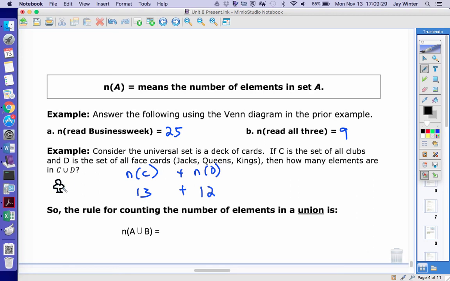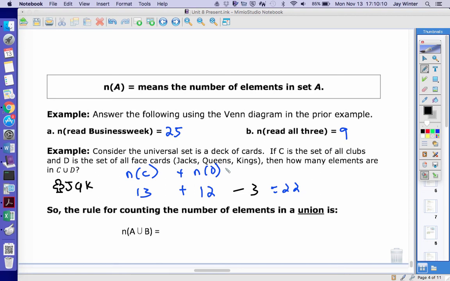So the 3 cards that are clubs, and here comes my gruesome little club symbol, the 3 cards that are clubs and also face cards belong to both sets. Those 3 cards I have to take away, because if I don't, then I've double counted them in either one set or the other. So there's really 22 cards in the deck that are either face cards or clubs.